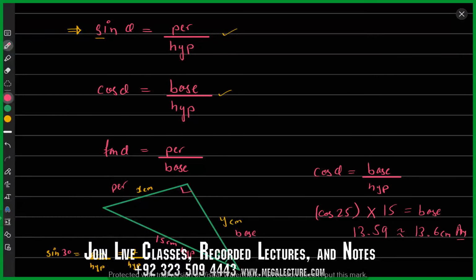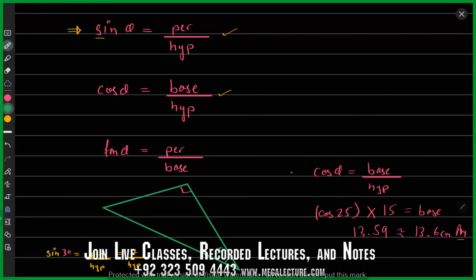Now let's imagine one last thing and then we'll talk about past paper questions because that is more important. Ma'am, I got 13.4. Okay, what did you do, cos 25 into 15? No ma'am, mine was something else. I had tried but I did not understand, but now I understand further.